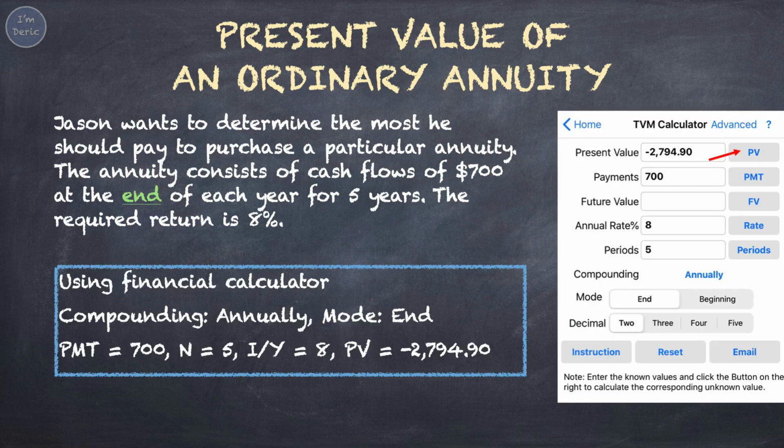Using financial calculator, set annually compounding, and set end mode. Then key in PMT equals 700, N equals 5, IY equals 8. Last step, press PV, you will get the answer. Negative PV means this is the money that Jason has to pay now.